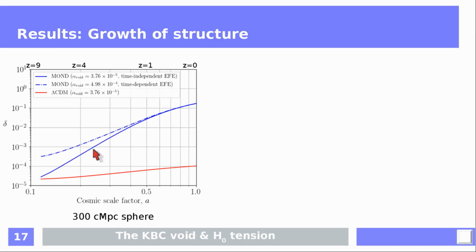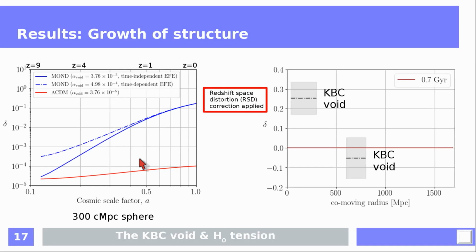So now we show here the radial density profile of the KBC void in our best fitting model. So what we can see here on the x-axis is the co-moving radius in megaparsec and the density contrast on the y-axis. And this dashed line here is the redshift space distortion corrected density contrast of the inner part of the KBC void between 40 and 300 megaparsec. And the other one is the RSD corrected value of the KBC void between 600 and 800 megaparsec.